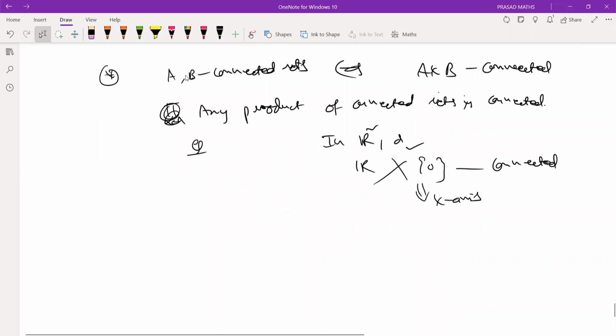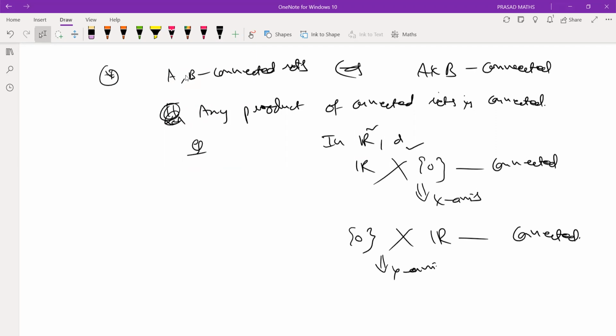So you can take any product. Suppose you take a singleton, which is connected, and R, which is connected. This Cartesian product is connected, which means the y-axis is connected. So this is important.